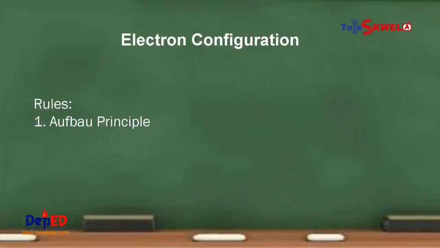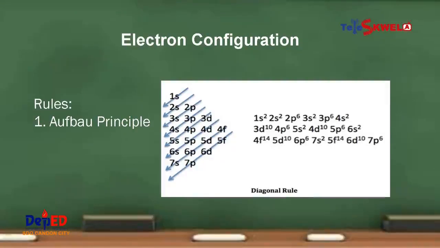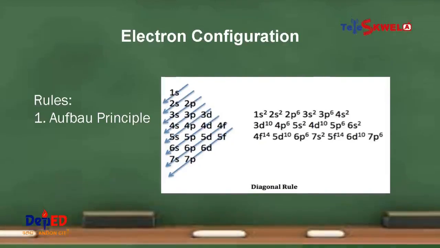Correct! Aufbau principle is one of the rules in writing the electron configuration of elements. It states that electrons will successively occupy the available orbitals in order of increasing energy. What else?